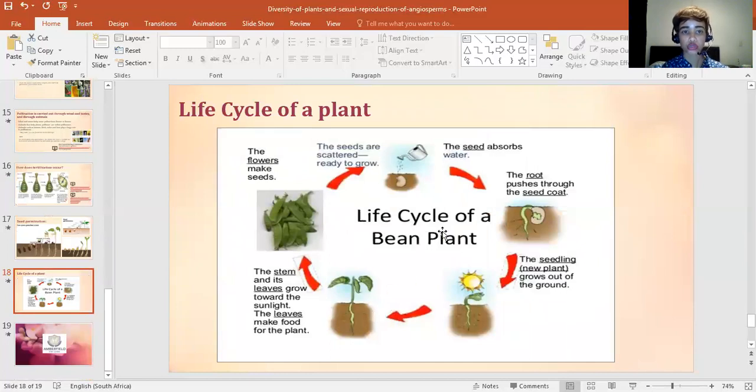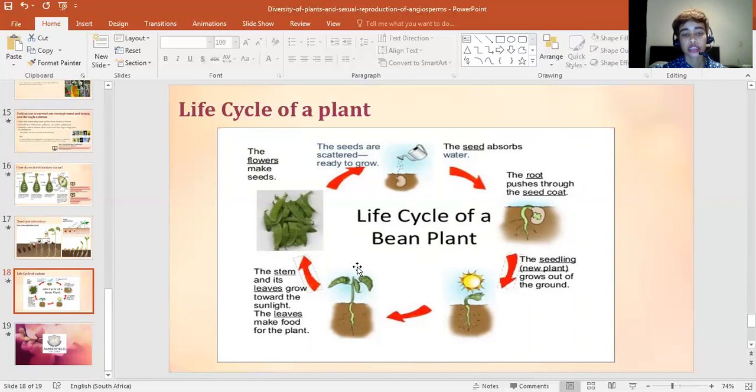Right, this slide shows you the life cycle of a plant. The first part would be germination in this case. The seeds are scattered and they are ready to grow. The seed will absorb water, which will allow the root to start growing. The root will anchor the plant in the ground. The seed starts growing. The next phase, you have small leaves growing.